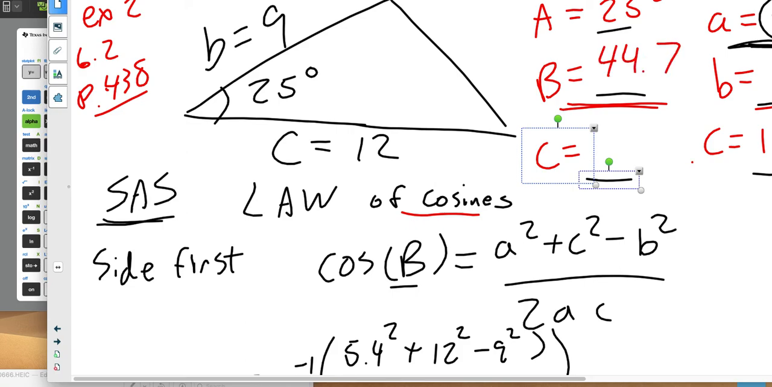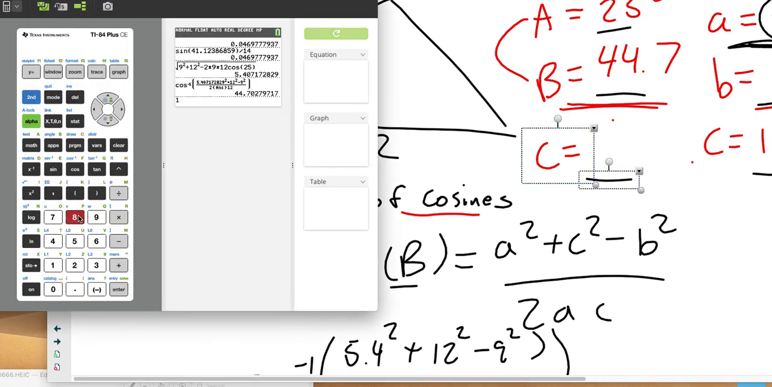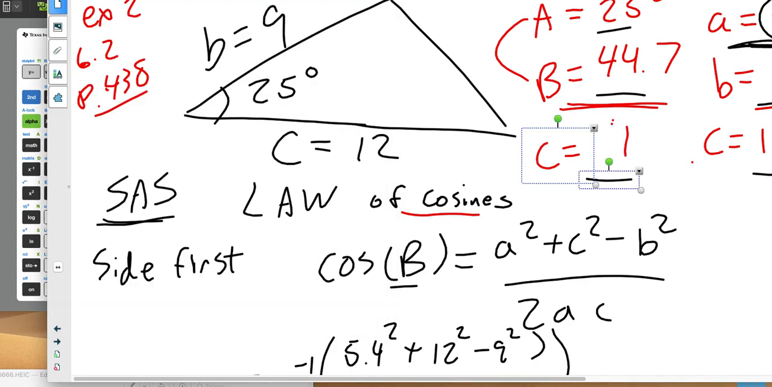All right, and then to find angle C, I'm just going to add these two together and subtract from 180. So it'd be 180 minus that number minus 25. There we go, 110.3.